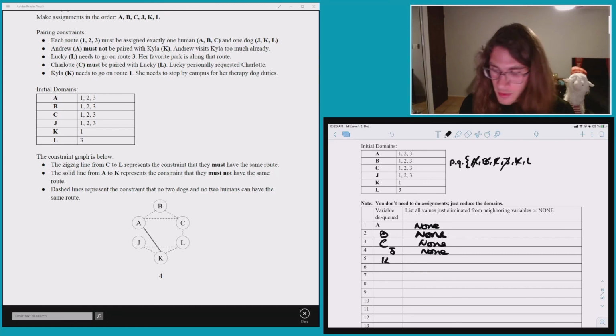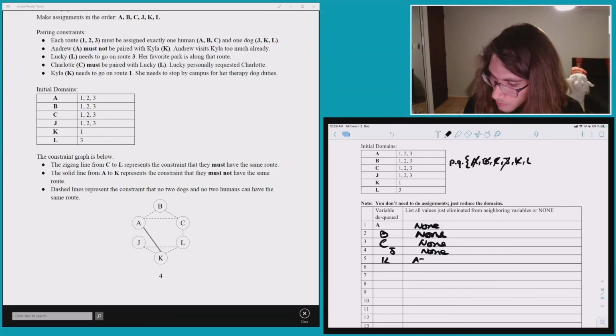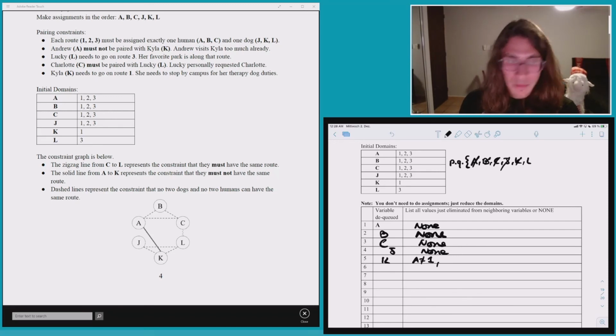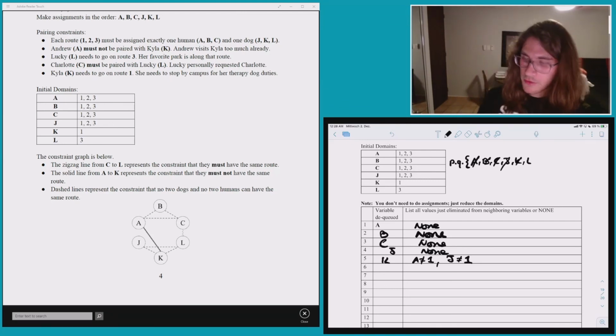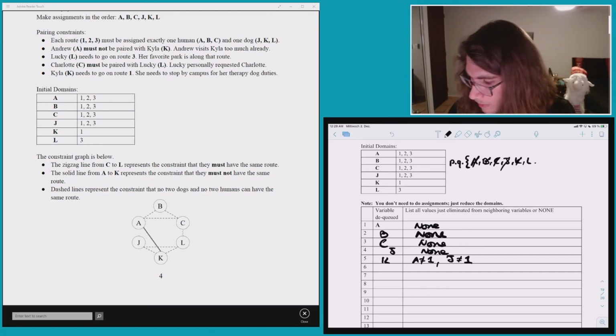Let's look at A, for example. Which assignment of A, or which value in the domain of A conflicts with every single value in the domain of K? Well, that would be 1, which means A cannot be 1, according to the constraint graph that I have on the left side of the screen, and J also cannot be 1, because it also conflicts with every single value in the domain of K, which just happens to be 1. And because we've changed the domain of A and J, they go back onto the prop queue.